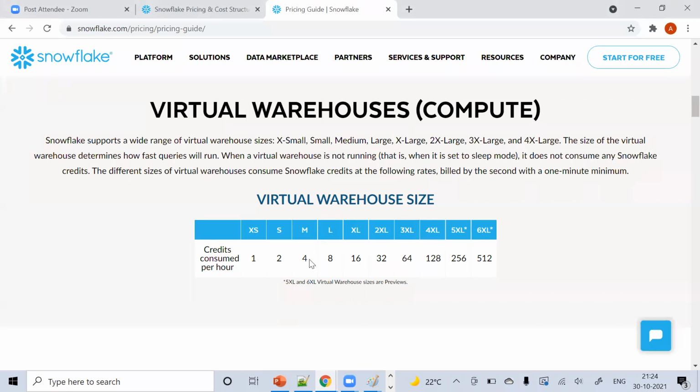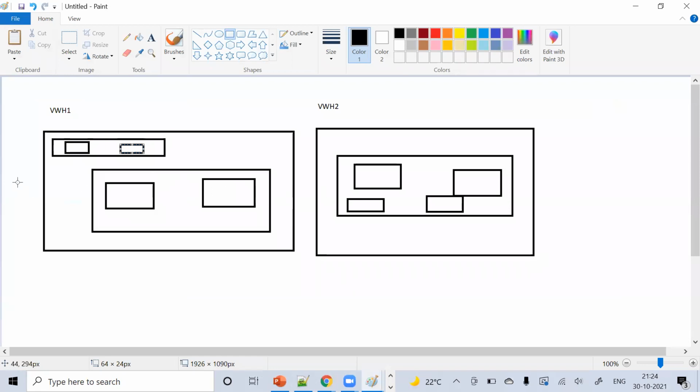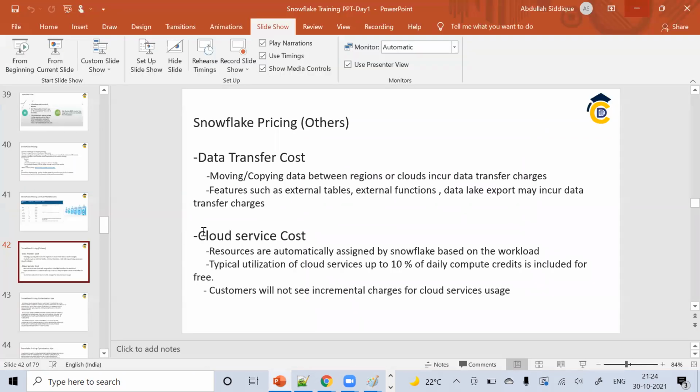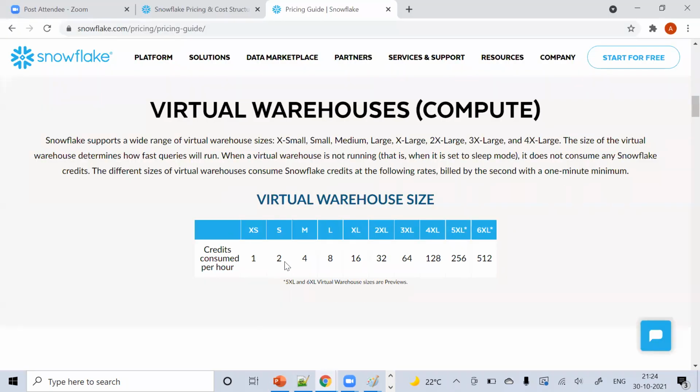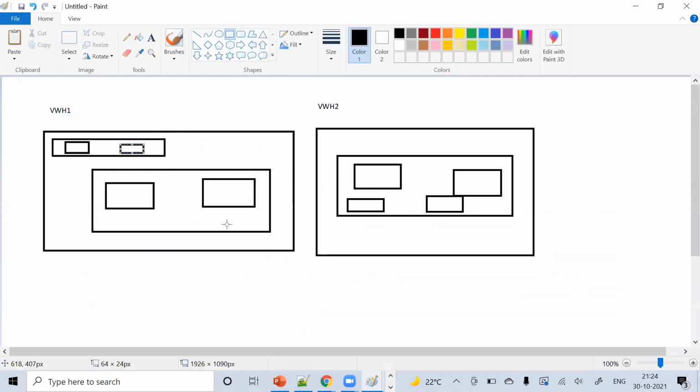For medium, it is 4 credits per hour. And you said, okay, no, I think we can go with 2 clusters of your small one. So that will be 2 nodes, 2 credits per hour. Yes. So if it is solving your purpose, the amount will be the same. That also will be 4 only.